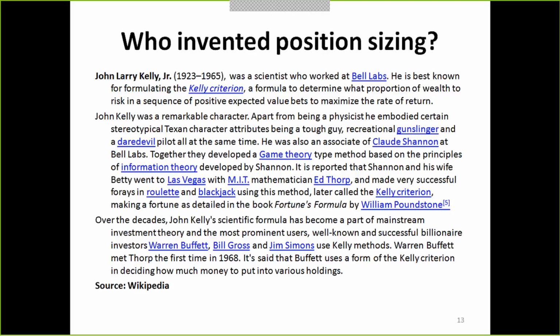Okay. And position sizing goes back to a fellow by the name of John Kelly, who was a scientist who worked at Bell Labs, and you can see that he came up with this quite a while ago. Maybe some of you have heard of the Kelly formula, and you can read here a little bit. This fellow had an interesting background, gunslinger, daredevil. He was from Texas, which can explain some of that.